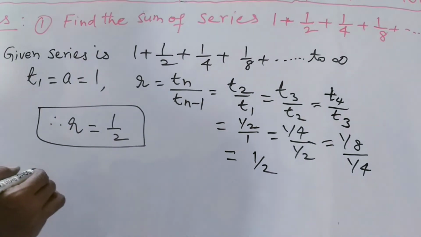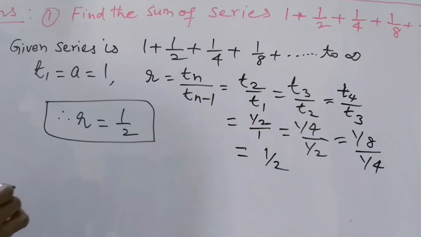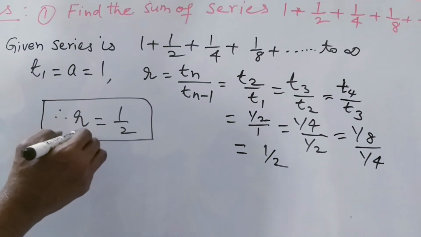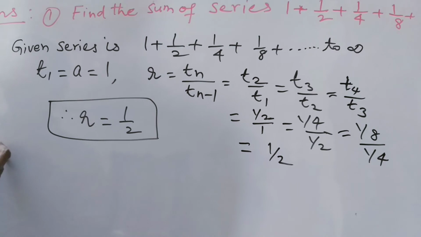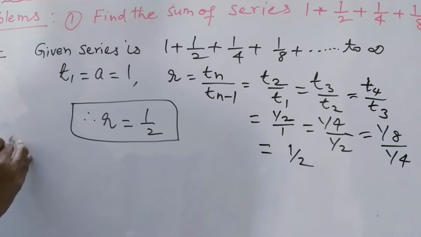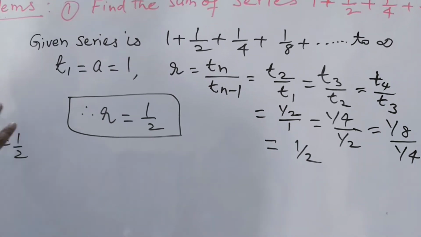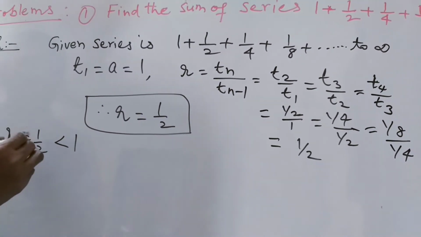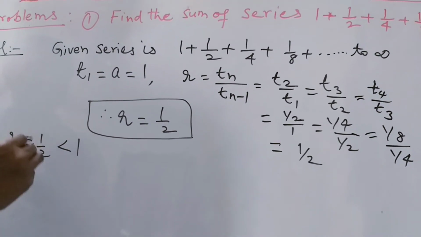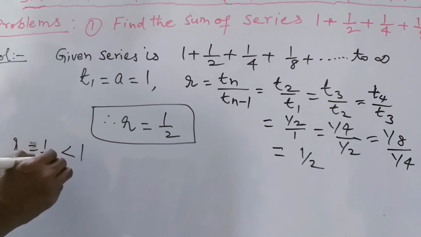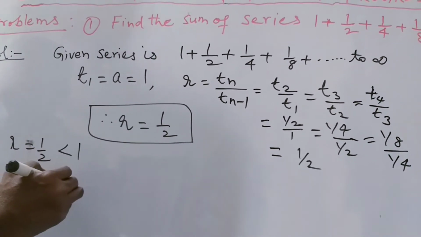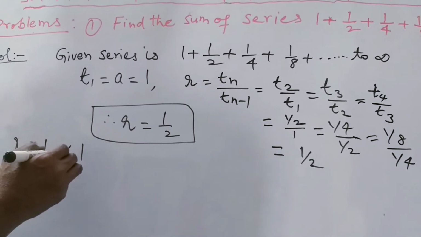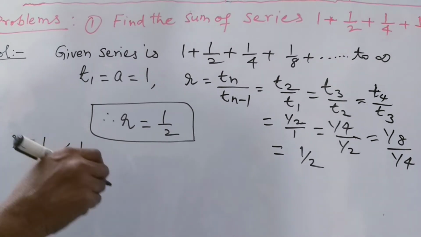Now we have to find the sum to infinity. So, here R is equal to 1 by 2, which is less than 1. Why? Because R is equal to 1 by 2 means 0.5, and 0.5 means less than 1. So, we have to follow whatever formula is applicable for R less than 1, we can use here now.